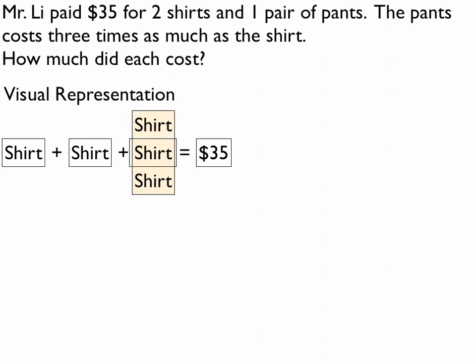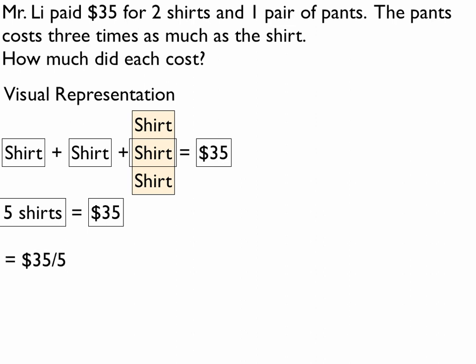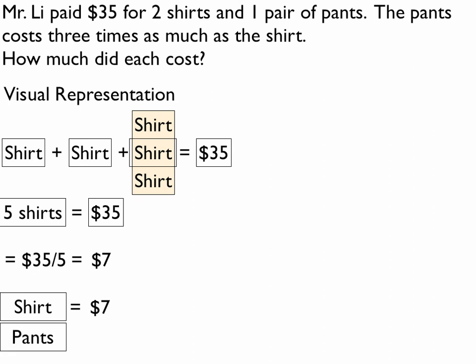So now that I have all shirts, if I added them all up, there would be 5 total shirts, which equals $35. So now, doing some basic division, I would then go 35 divided by 5. Which most of you know is $7. So 1 shirt is equal to $7. Now it tells me that pants cost 3 times as much as the shirt. If one shirt is $7, then the pair of pants must cost you 3 times as much, which is $21.